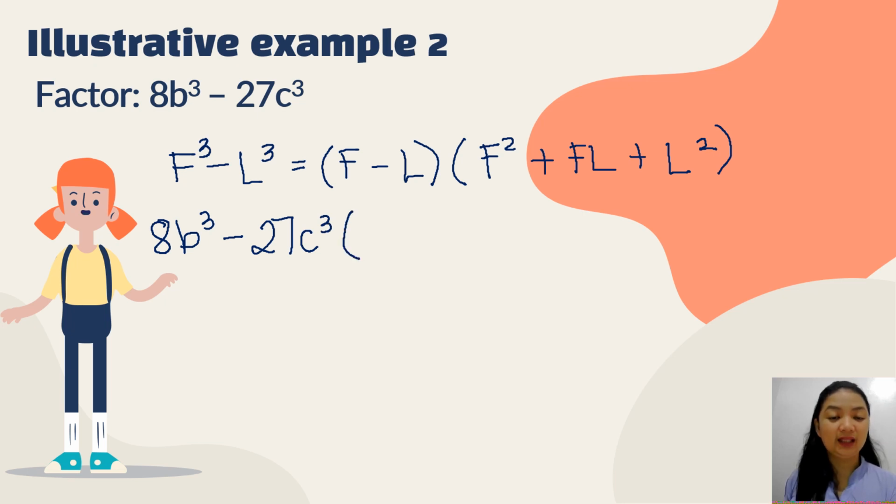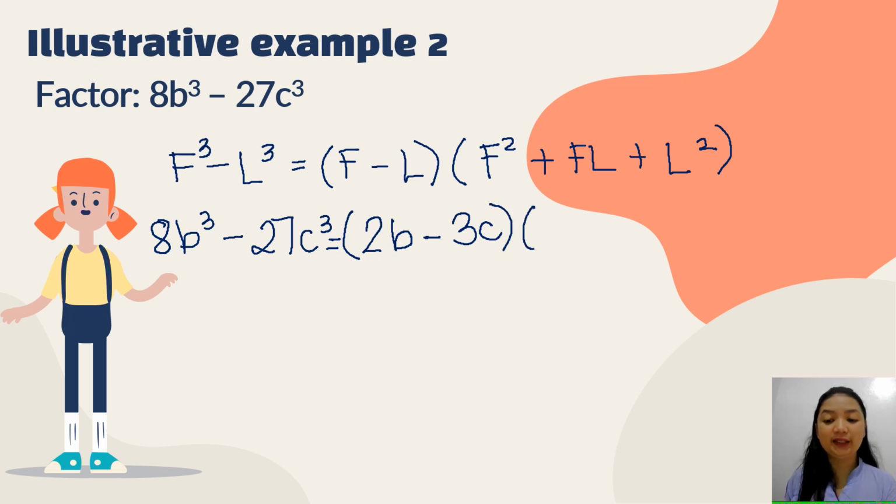So let us get the cube root of the first term, which is 8b cubed. What is the cube root of 8? Yes, that is 2. So we simply write 2. We forget the equal sign here. And then b cubed, it is simply b. We divide the exponent by 3, that's why the exponent becomes 1. For the last term, it's negative 27. So we have here, yes, it's 3c.